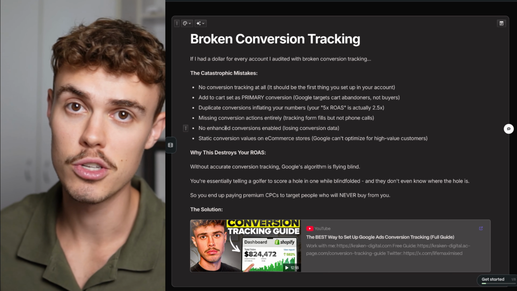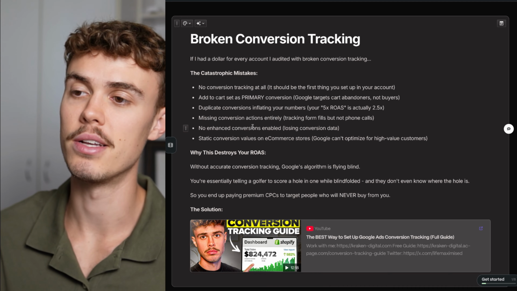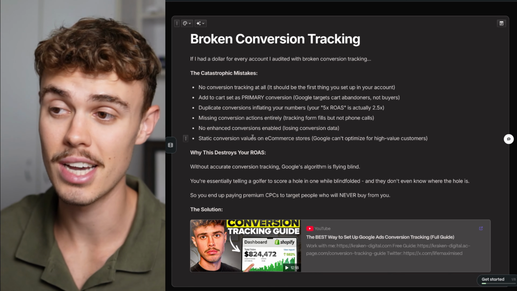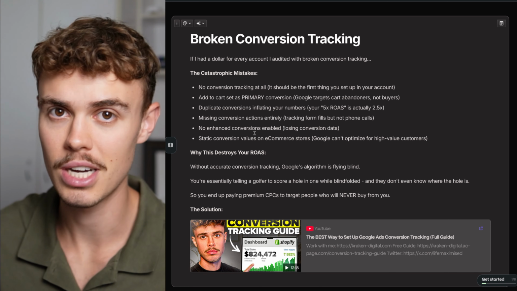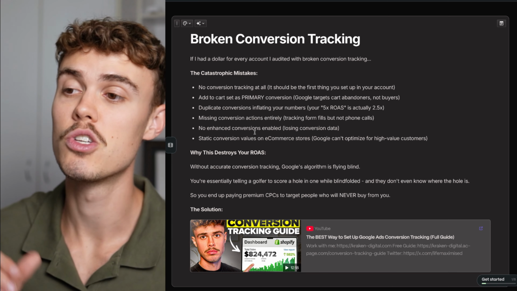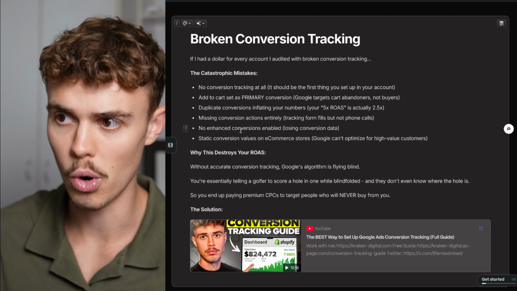No enhanced conversions being enabled. This is mainly for e-commerce brands. If you don't have enhanced conversions active and enabled, you are losing conversion data that could be very valuable for targeting the right people with the algorithm. So make sure that you have enhanced conversions active, enabled, and working.